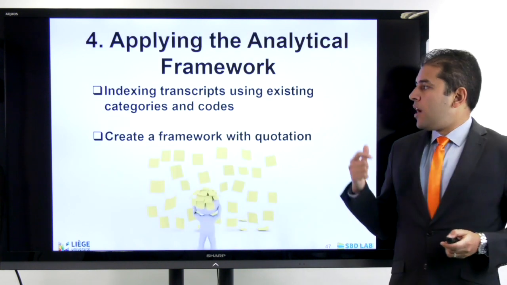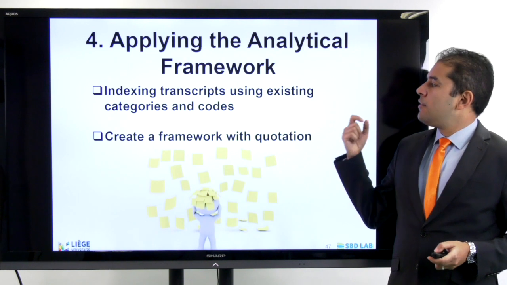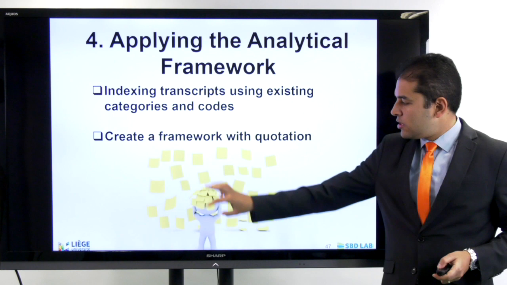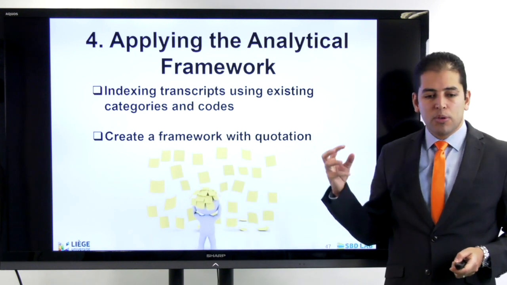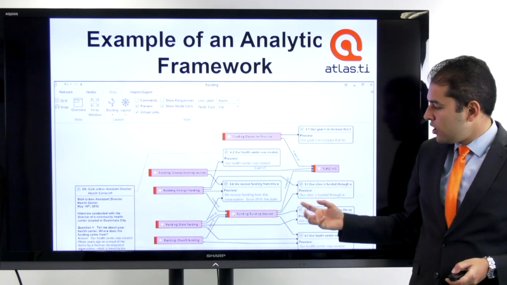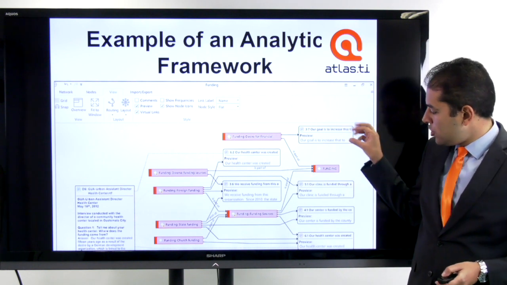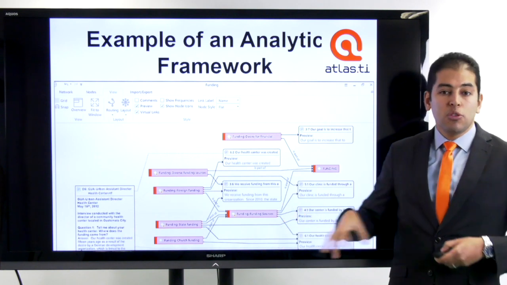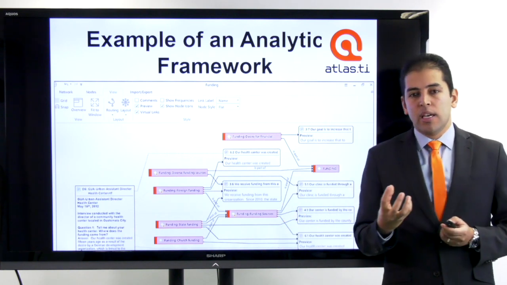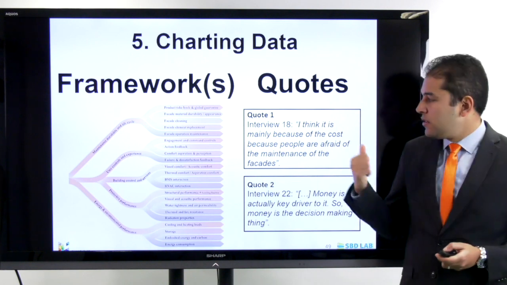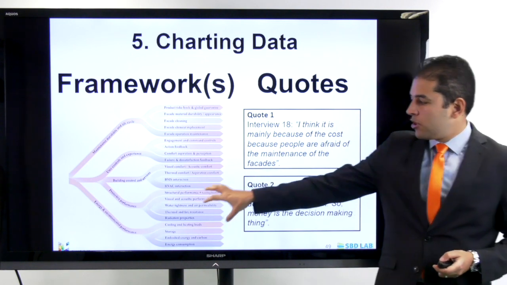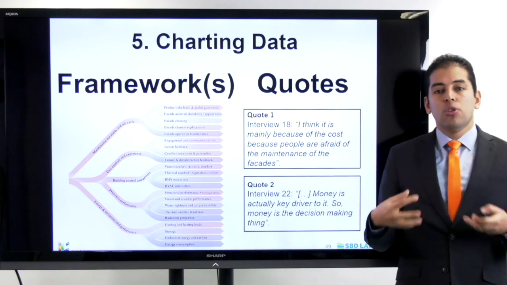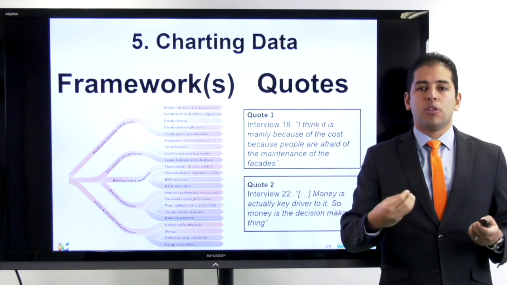Okay, now applying the analytical framework, you need to have an indexing for your transcript using the categories and codes, and then from these codes all over, you build up your framework. This is an example for a framework where you can see we have different quotations, we have different codes, and we start to group them under a certain framework to make sense and to group the ideas in logical arguments. This is an example for a framework, and this is an example for codes or quotations, and these actually should be the findings, the total outcomes of your work.